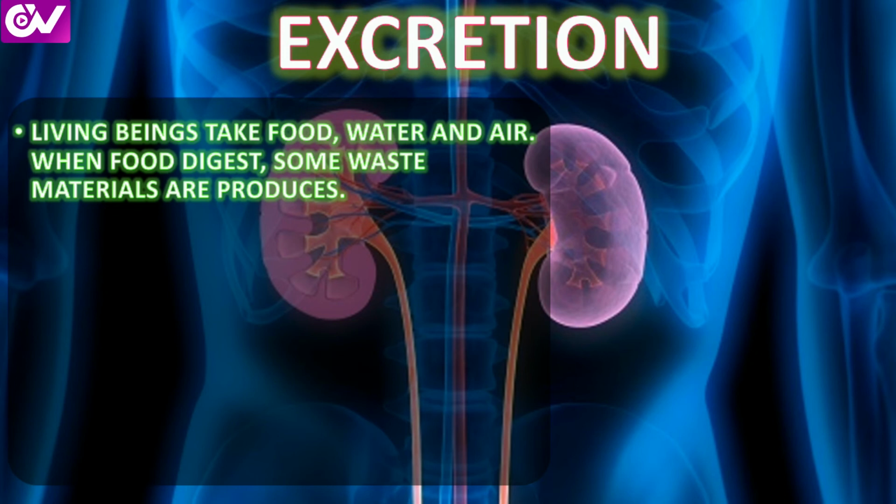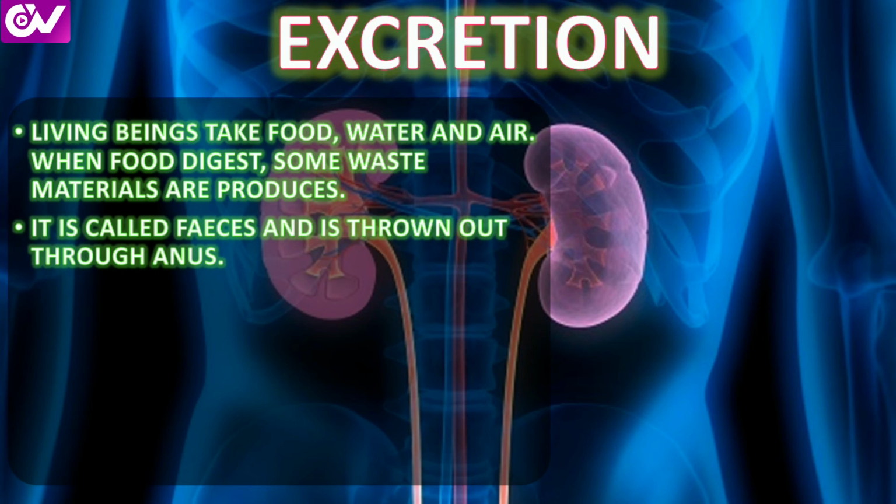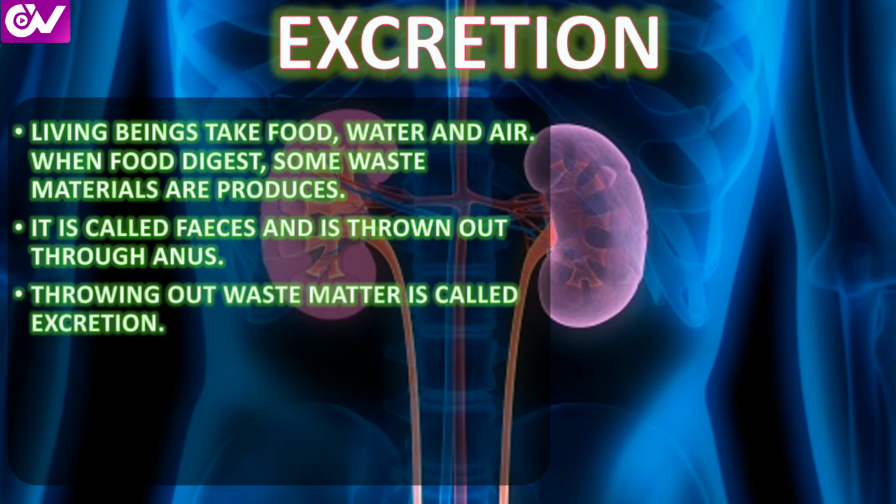After passing the energy, there will be some waste part which we let out through the anus in humans. That is known as excretion. Removal of waste from the body is excretion. The waste material is called feces and we let it out through the anus. Throwing out waste material is called excretion.